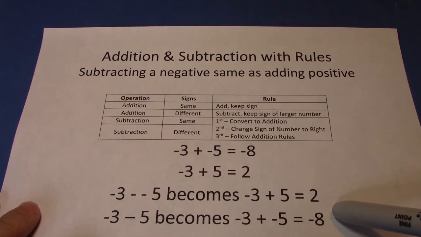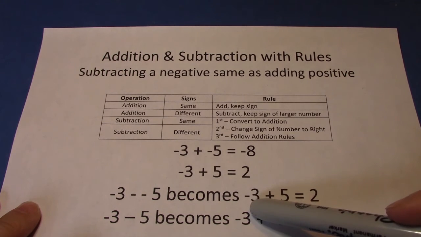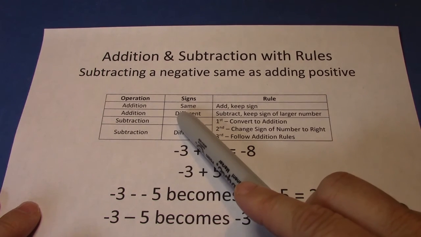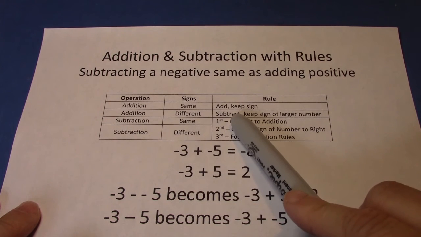Another way to add positive and negative numbers is using a standard set of rules. And again, these rules work because subtracting a negative is the same thing as adding a positive. Okay, here's the rule. When we do addition and the signs are the same, the rule is to add the two numbers together and keep the sign.